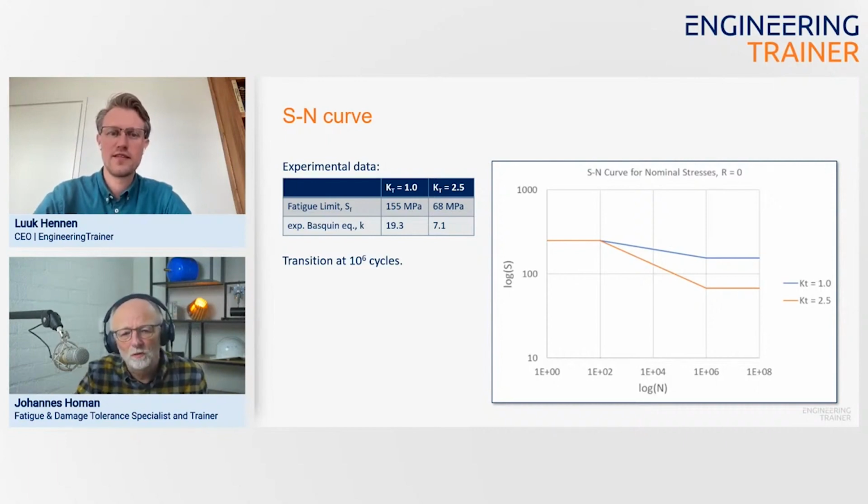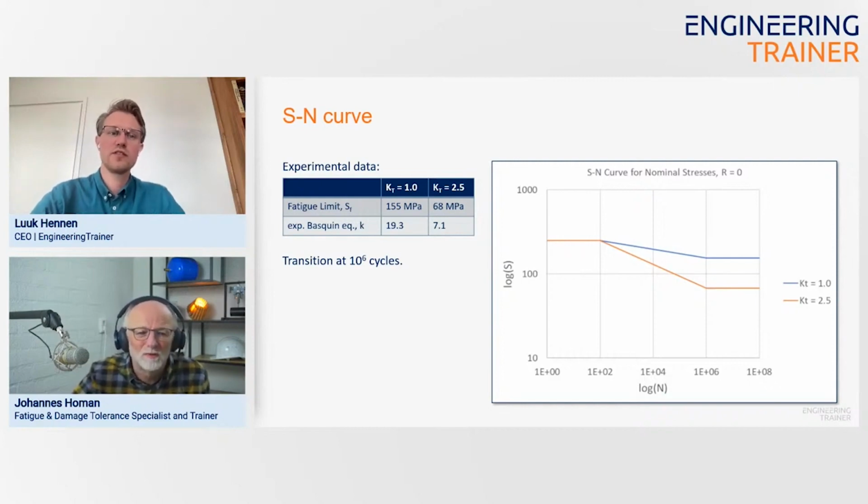Looking at some other materials, for example aluminum, you would see that the transition point can be at a different number of cycles. So it depends a bit on the material. But for steel, this is an often used number, and steel is of course an often used material in construction. All right, thanks.